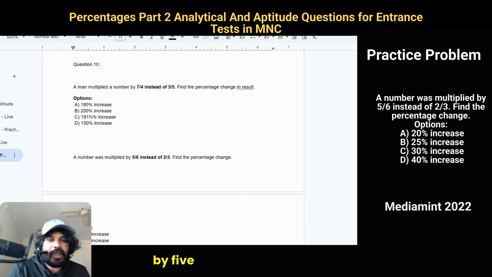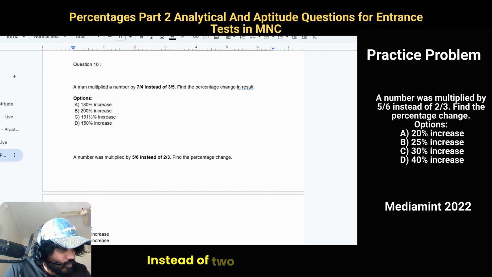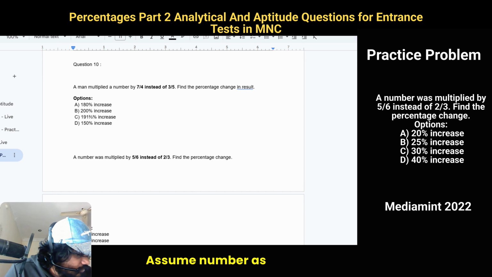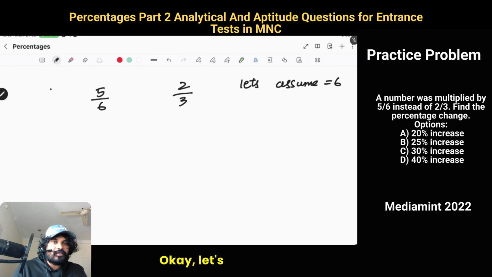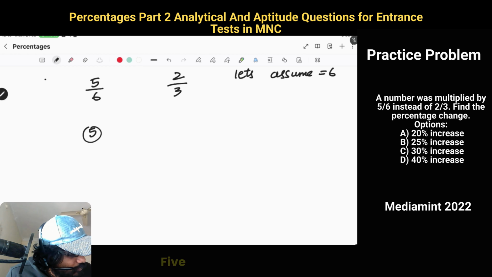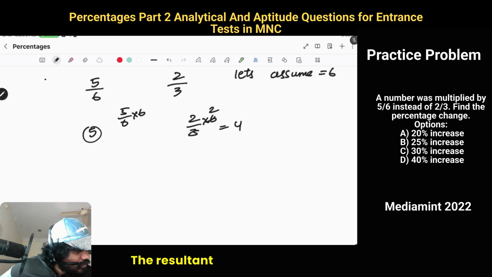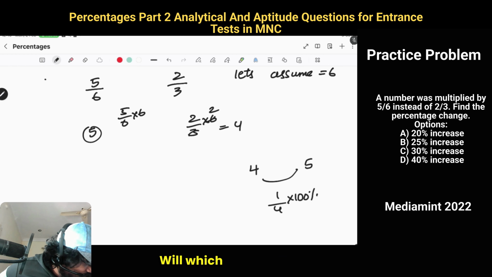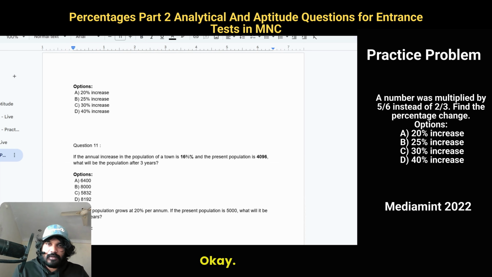A number was multiplied by 5 by 6 instead of 2 by 3. We'll do it here only. With 6 and 3, the LCM is 6. Let's assume the number as 6. If you take this, the answer would be 5, 5 by 6 into 6. Here the answer will be 4, 2 by 3 into 6. The resultant you got is 5, but initially it is 4. The difference is 1 by 4 into 100 percentage, which will give you 25 percentage. This is 10b. Okay.